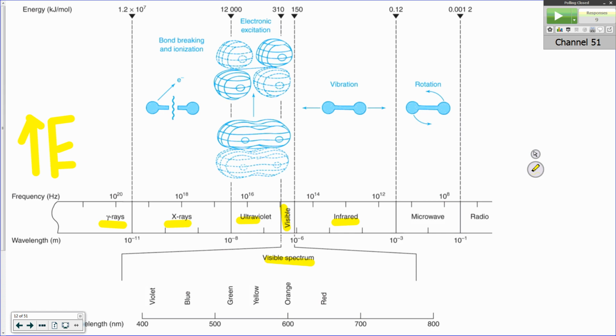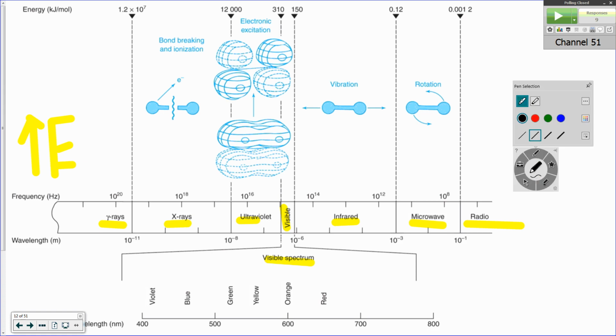Then going down to lower energy: infrared, microwaves, and then finally radios at the other extreme. All of those regions you need to know something about. And then the other thing that you need to know is what type of quantum events are occurring. Okay, so I'm going to start on the far side. In radio waves, what's occurring is the spin of the nucleus.